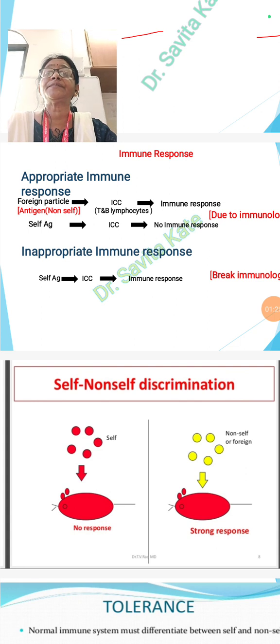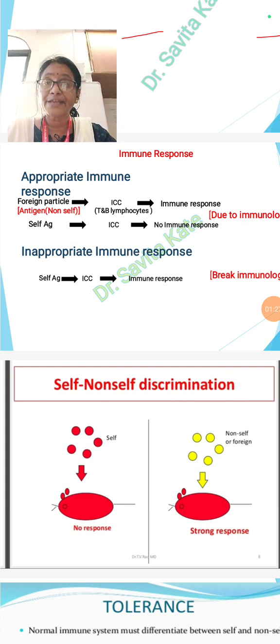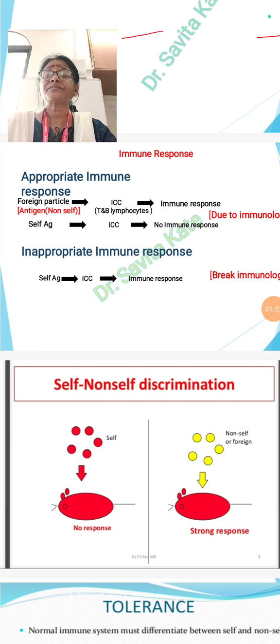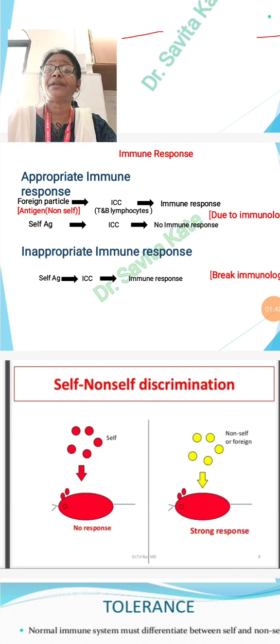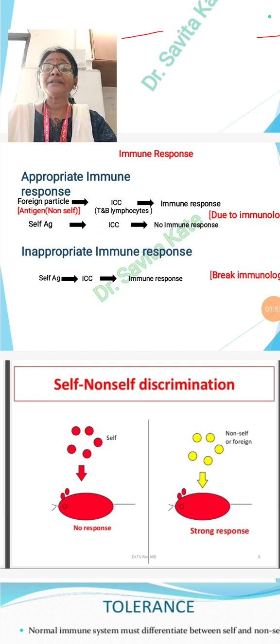Appropriate immune response means the resistance power or the reaction of the host against a foreign particle, that is, whenever any foreign particle that is not of your own body comes, which we also refer to as an antigen. Against that antigen, our immunocompetent cells, the T cells and B cells, show the immune response. T cells show the cellular immune response against intracellular pathogens. B cells show the humoral immune response against extracellular pathogens.